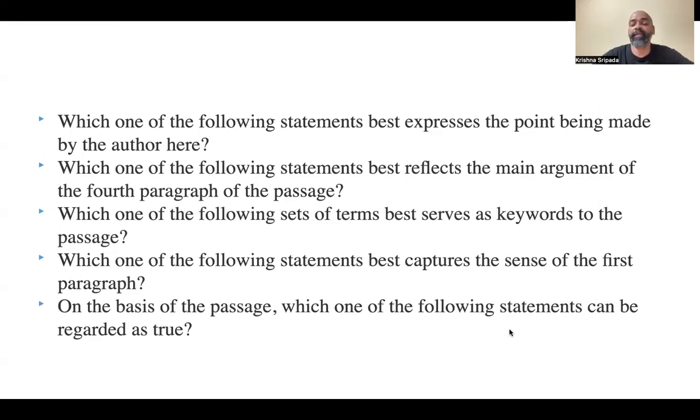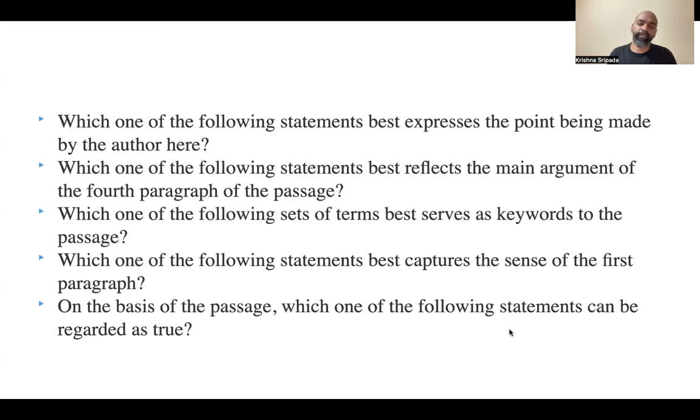Which of the following statements can be regarded as true? Means the answer is there in the passage. It's one of those rare question types these days. Out of the 16 odd questions, only 3 or 4, sometimes if you're lucky 5 or 6, will be data based questions. Okay, so on a very broad level, think of it this way.